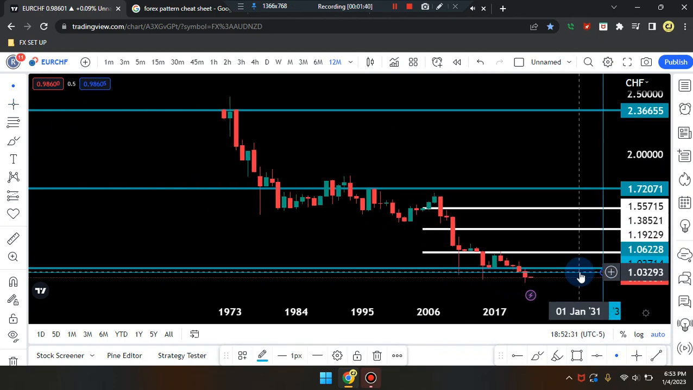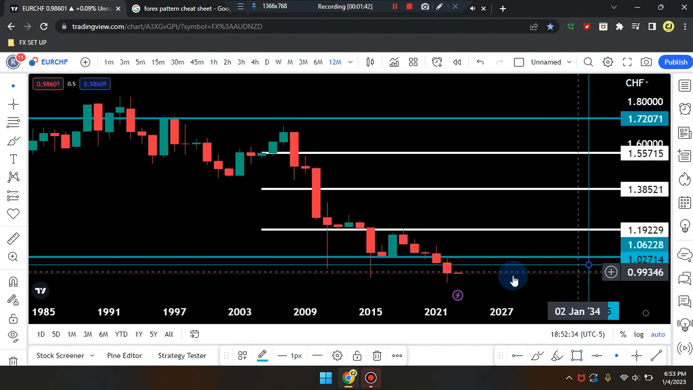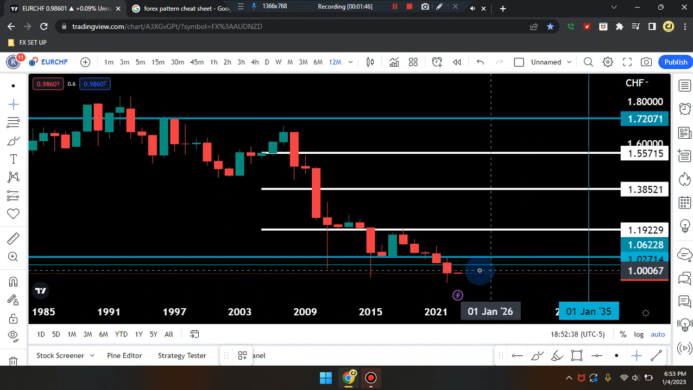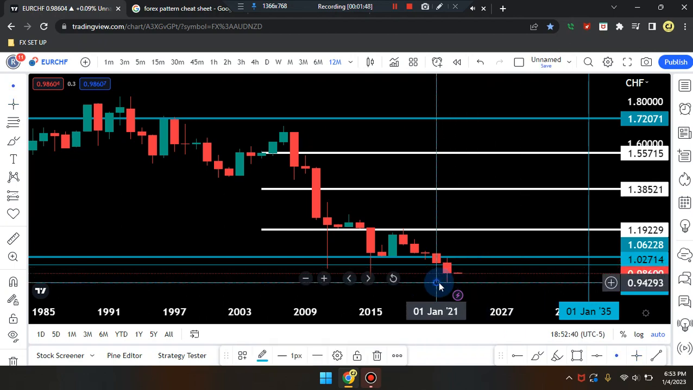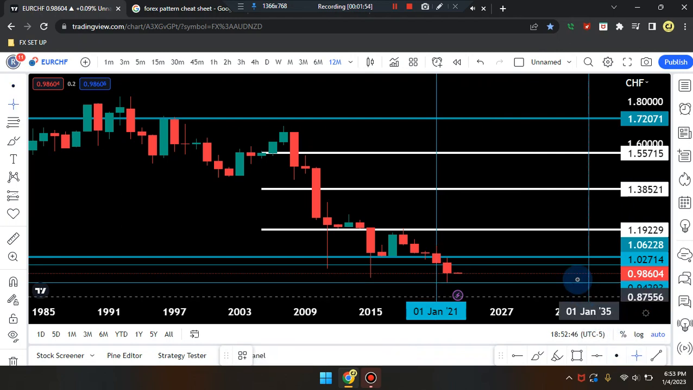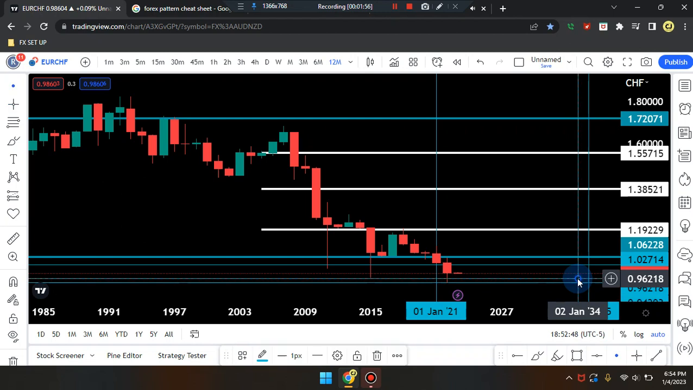1.02714. If price drops down, price can head down to the bottom of the second last candle wick, which would be at 0.94293. And before tagging that area, it can tag the following midpoint near the numbers of 0.96218.